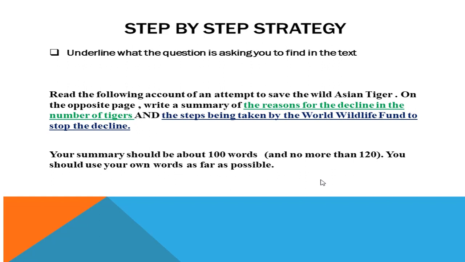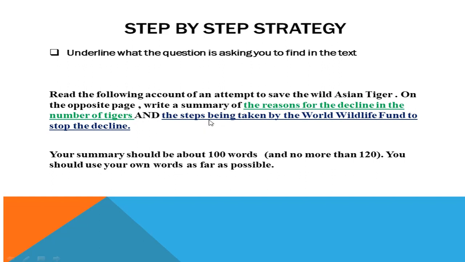So what is asked to do? Underline what the question is asking you to find in the text. So these are the keywords in the question, the key areas. Here two things are asked: the reason for the decline in the number of the tigers, which I have highlighted with the green color. That is the first point that we have to collect.